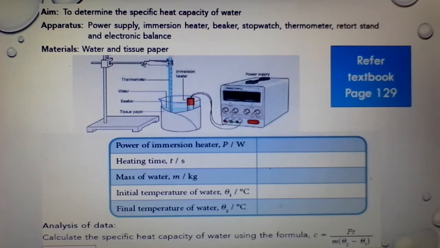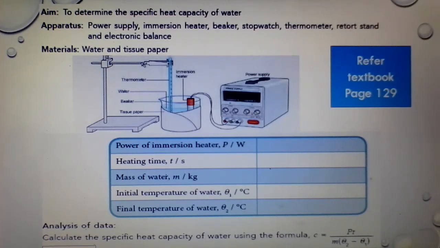Okay, so when you turn on the switch, you need to record all the temperature readings of the water. So what we need to record in the table here, you record the power of immersion heater, P, watt. So you can refer to the label. Most of the immersion heaters will have a label. So power in watt. Heating time, what is the total time needed for the process? Mass of water, m kilograms, so you can weigh the mass. Initial temperature, record theta 1, and then the final temperature after the heating time that you have already set is theta 2.